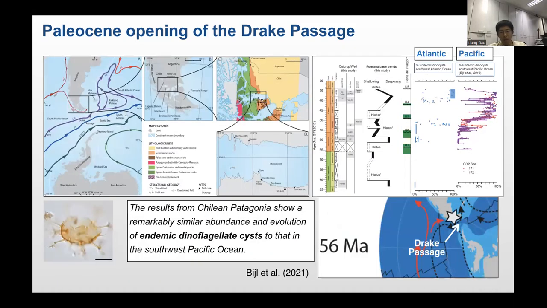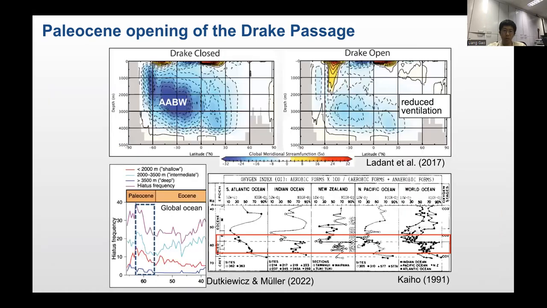The results from the Chile Patagonia also show a very remarkably similar abundance and evolution of endemic dinoflagellate cysts to that in the Southwest Pacific Ocean, and this also supports the opening of the Drake Passage. And the numerical simulations have shown that after the Drake Passage opened, the AABW is weakened, because the AABW is mainly controlled by the salinity of the Southern Ocean.